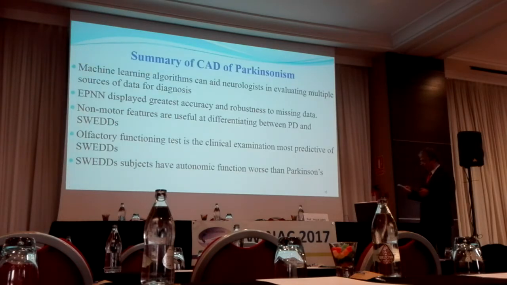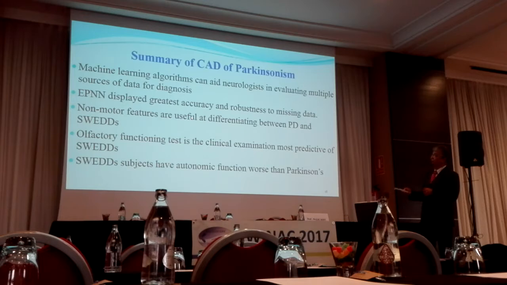So, to summarize this, machine learning algorithm can aid neurologists in evaluating multiple sources of data for diagnosis, and EPNN, enhanced probabilistic neural network, displayed greatest accuracy and robustness to missing data. Data is not complete for every patient. That's a major issue. And then there are some medical conclusions that we learned. We didn't know and we learned.